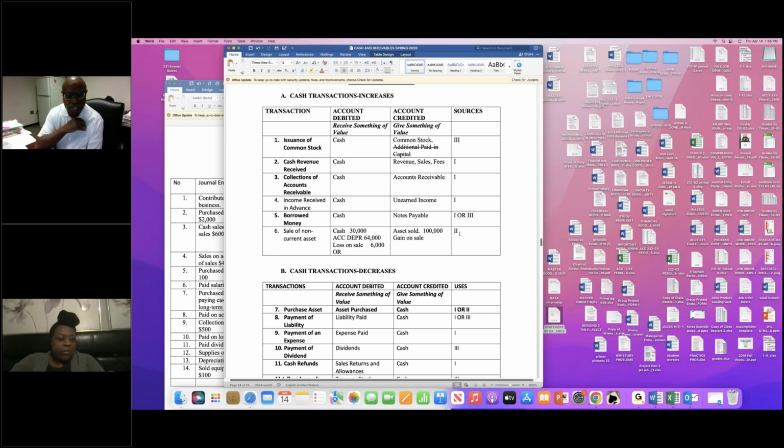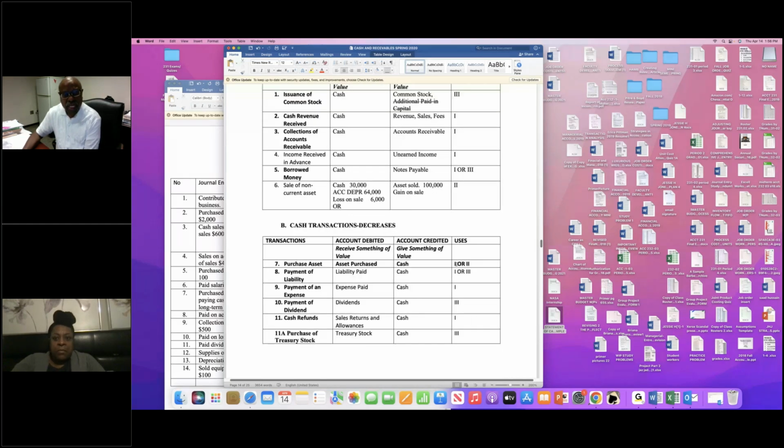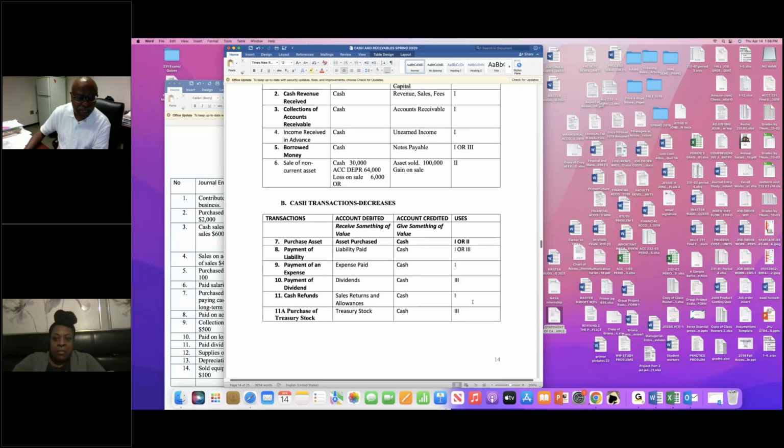For the cash transaction, if we purchase an asset, if it's a short-term asset, current asset, it goes in part 1. If it's a long-term asset, it goes in part 2. Liability is the same way. If you pay a current liability, it goes in part 1. Long-term in part 3. Payment of expenses, part 1. Payment of a dividend is part 3. Cash refunds are part 1. Purchase of treasury stock, where we buy back some of our stock, is part 3.